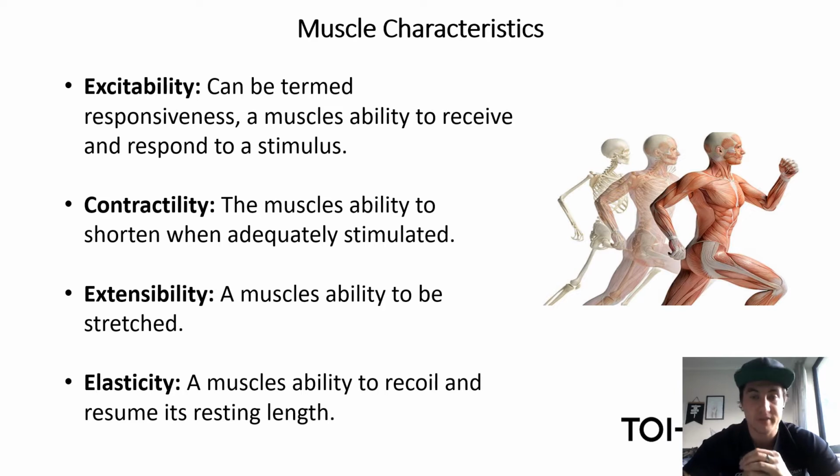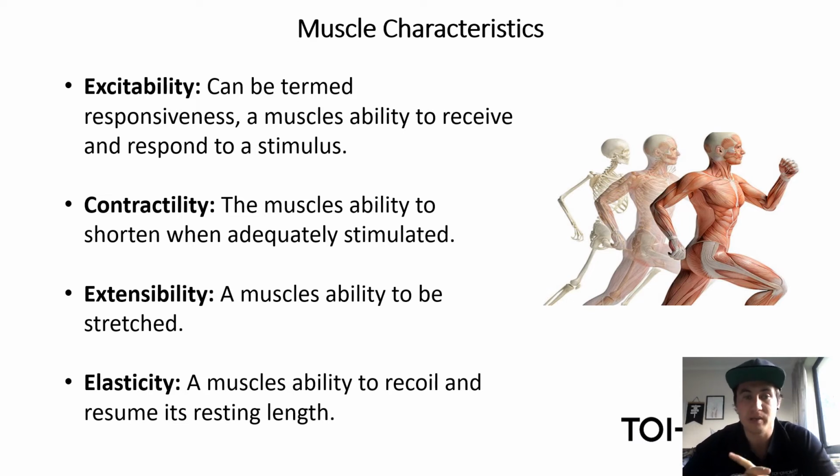If we look at the characteristics of muscle, think about what it is about muscle that allows it to do its function. Muscle is excitable, sometimes termed responsiveness. So muscle tissue has the ability to receive and respond to stimulus, specifically electrical stimulus from our nervous system. Contractility: muscles have the ability to shorten when they're adequately stimulated, coming together and becoming shorter in length. Muscle produces force through the ability to contract.